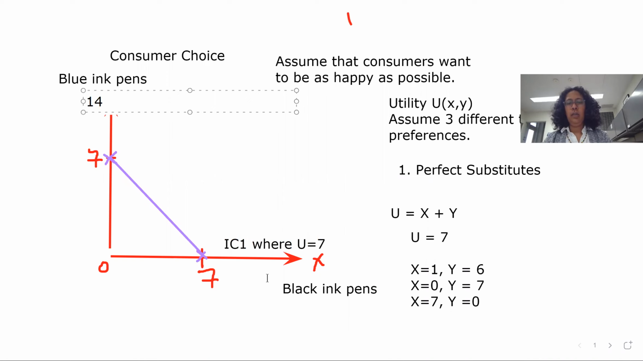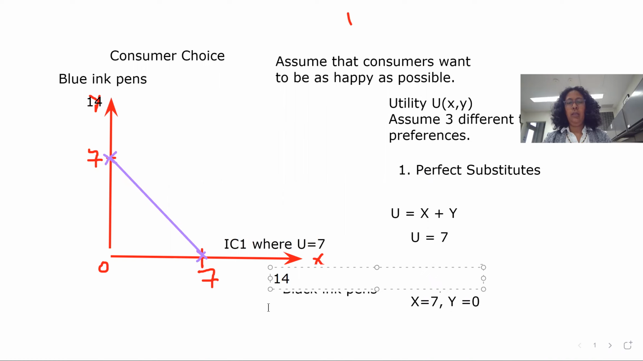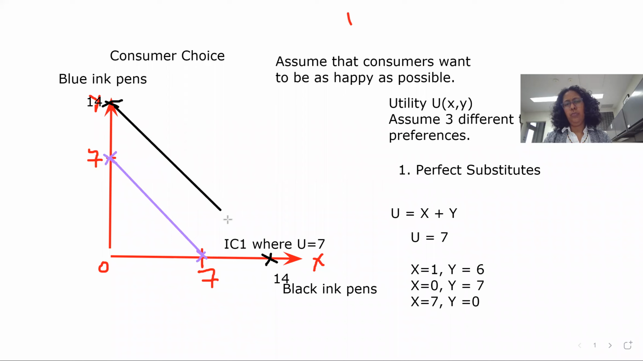14. So 14 blue ink and 0 black ink pens would give me exactly the same utility as 14 black ink pens and 0 blue ink pens. And so importantly, the slope here should be the same. The rate at which I trade off is going to be constant, okay?